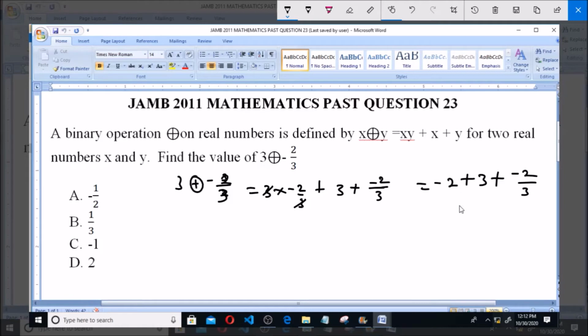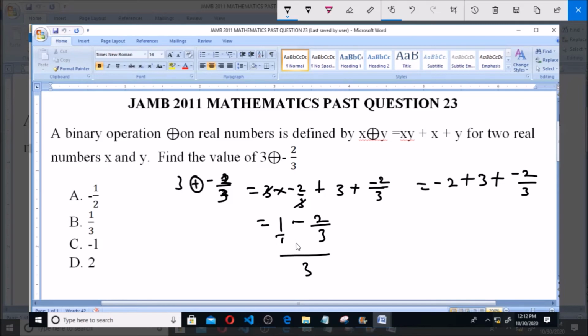Now -2 plus 3 will give us plus 1. So we have plus 1 minus 2 over 3, because plus minus 2 over 3 is minus 2 over 3. Now 1 minus 2 over 3, we have the LCM to be 3.